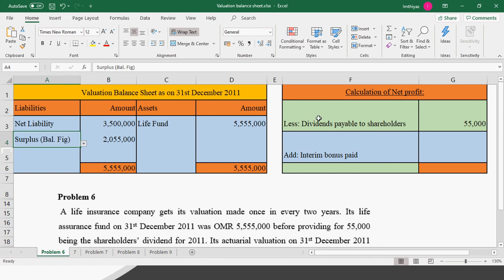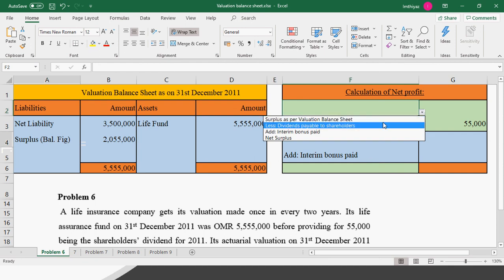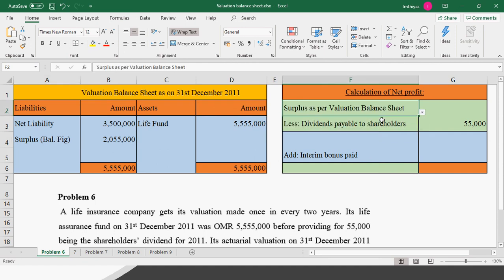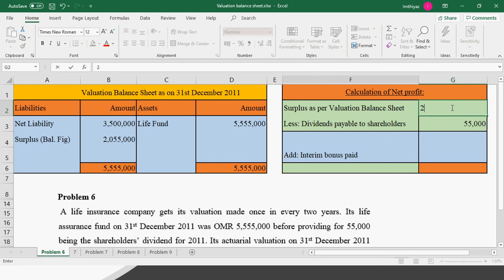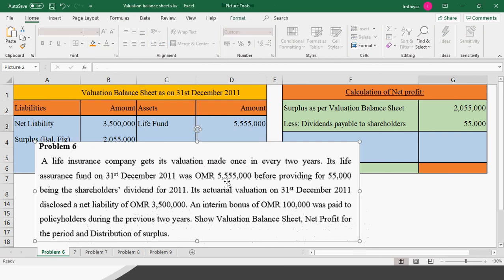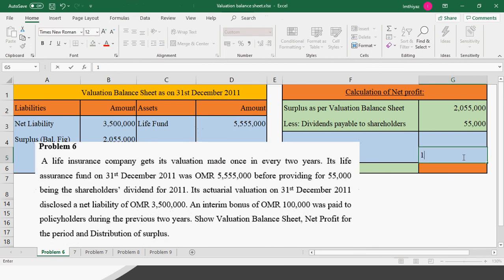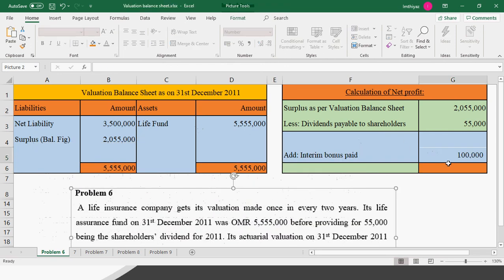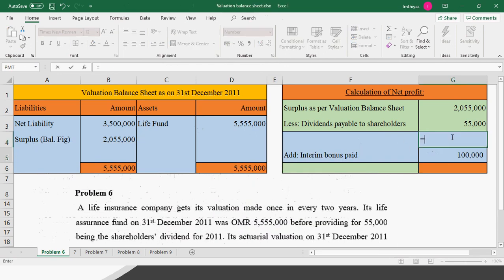So this surplus needs to be transferred to the calculation of net profit as surplus as per valuation balance sheet. So it is the same amount we need to enter. As you can see, this is the balancing figure I transferred over here. And we need to see the interim bonus. I think I failed to enter it. Now I will enter it. It is 100,000 that needs to be added. So now let us calculate the totals.